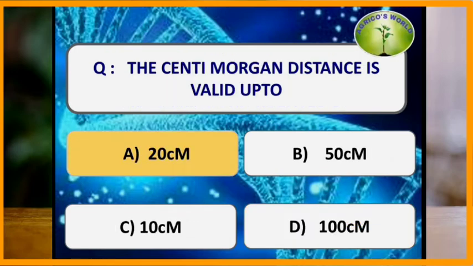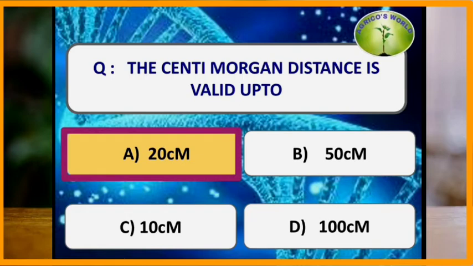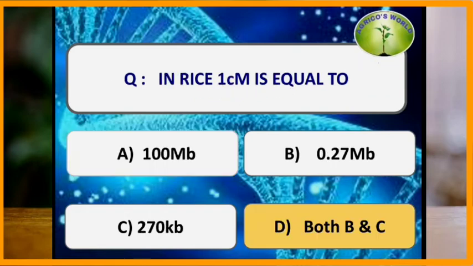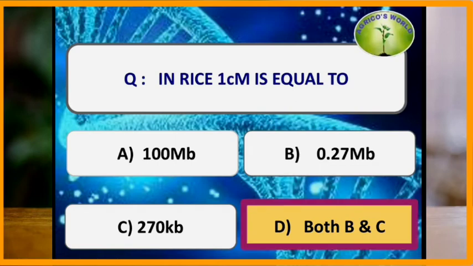The centimorgan distance is valid up to 20 centimorgans. In rice, 1 centimorgan is equal to 0.27 Mb, which is also equal to 270 kb.